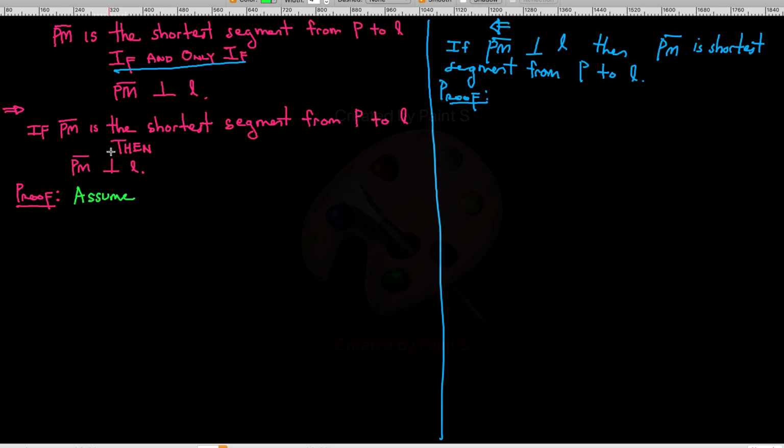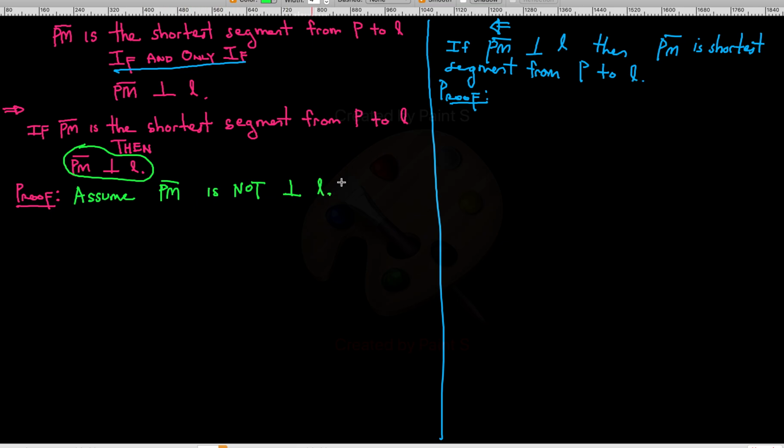In this case, you want to assume the opposite of the conclusion. Was I saying hypothesis? I apologize. You want to assume the opposite of the conclusion. This is the conclusion, right? Here's your conclusion. The hypothesis you need to be true. So you assume the opposite of the conclusion in both of these. I apologize. The conclusion is here. So you want to assume segment PM is not, that's the opposite of the conclusion, is not perpendicular to L.